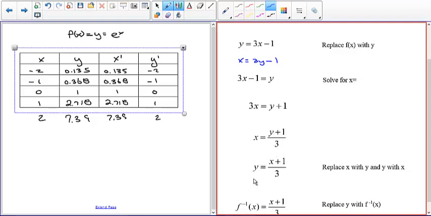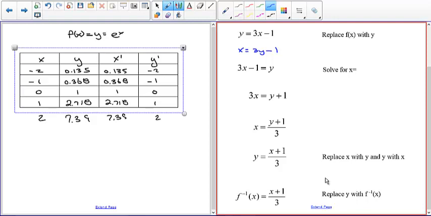And then you replace y with f to the minus 1 power. So this minus 1 here is not an exponent. It's telling you that you're taking the inverse function. So if you ever have f to the minus 1 power, it means the inverse function. So the inverse of the original function, the inverse of this function, is this function.